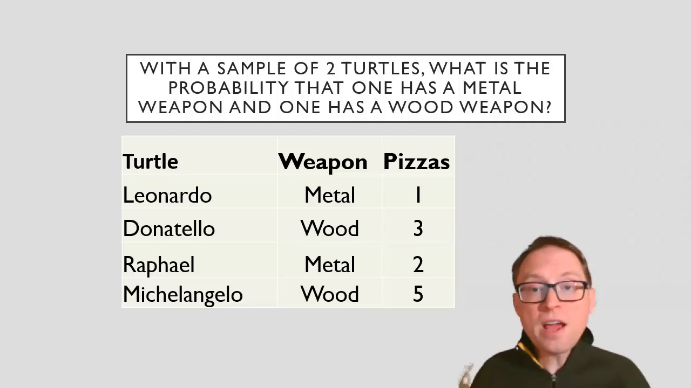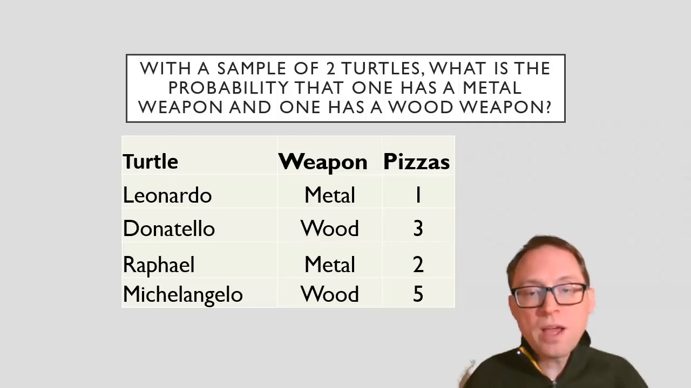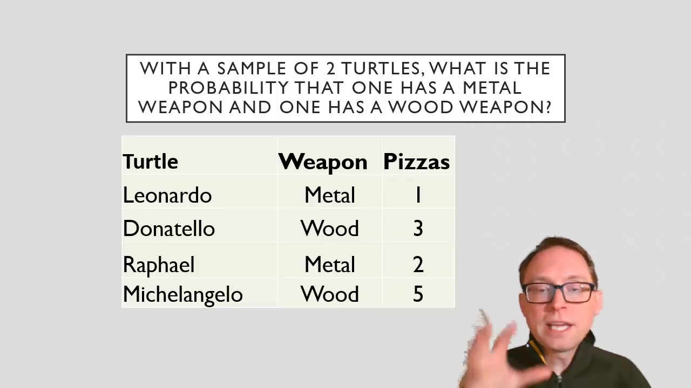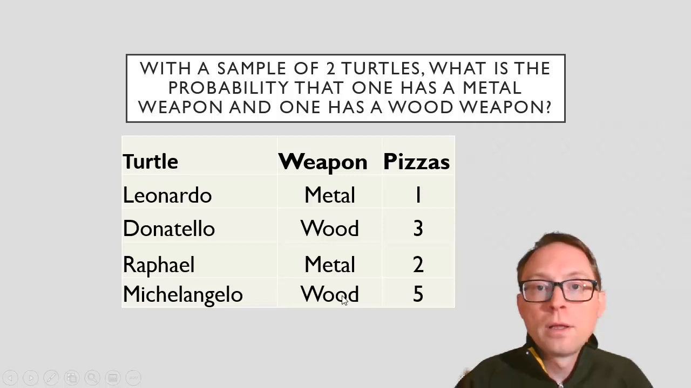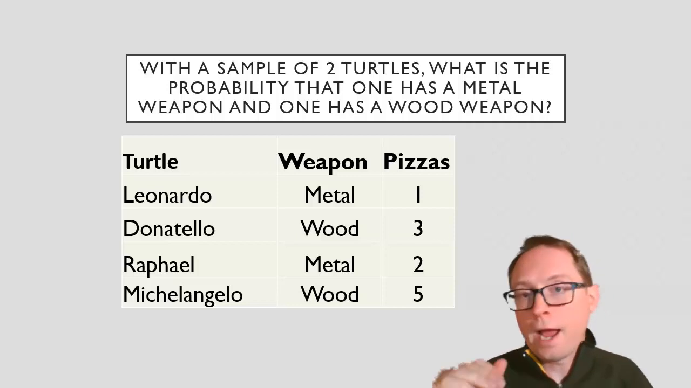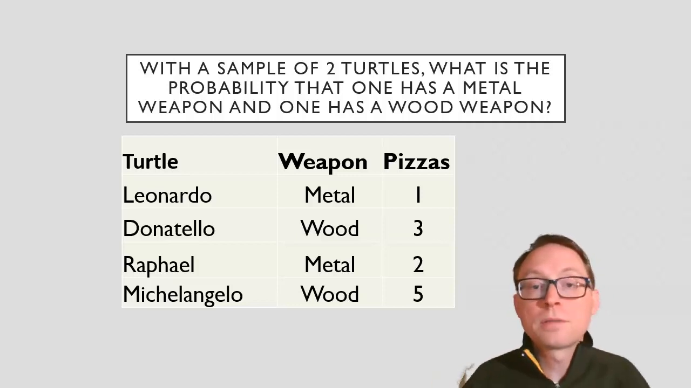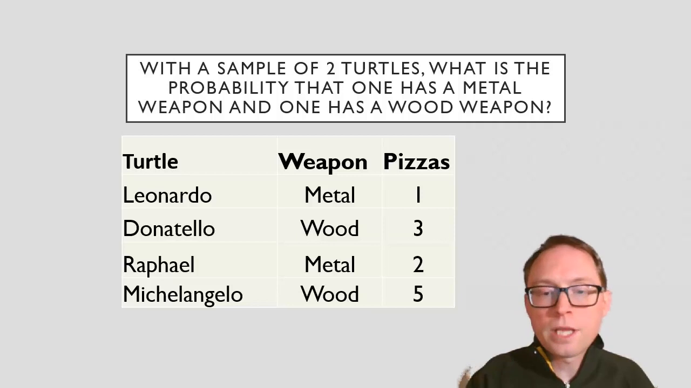That's 0.5. It's 0.5, right? If I take 2 turtles out of 4 turtles, and in real life, look at this. Leonardo has a metal weapon, Raphael has a metal weapon. 2 out of 4 have metal, 2 out of 4 have wood. Then if I take any 2, the probability that half of them would have metal and half of them would have wood is 0.5, right? 0.5. Got it? Now, let's keep going with this.